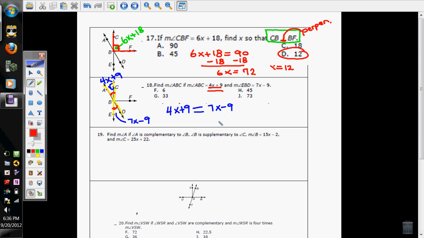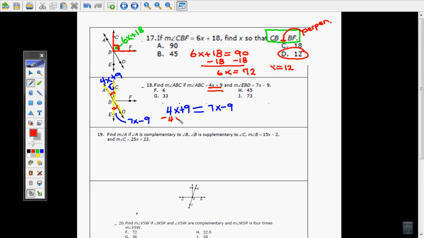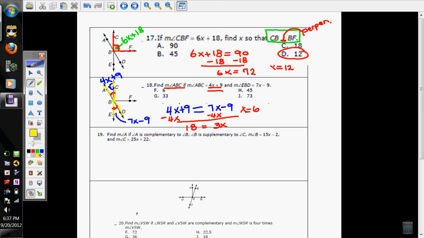Now this is just a regular equation that I'm going to solve to find x. Now, we have found that x equals 6, but we still have not answered the question. Don't be tempted to choose option F, because our instructions were to find the measure of angle ABC, not to find x. So I'm not finished.